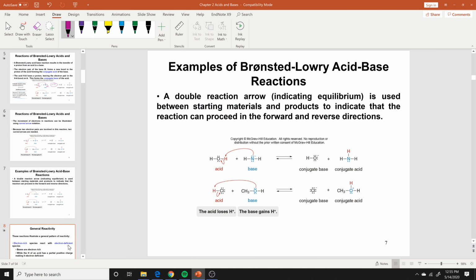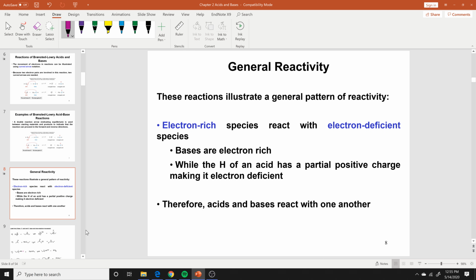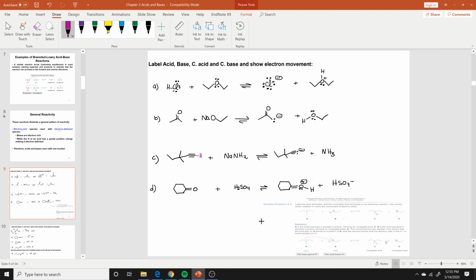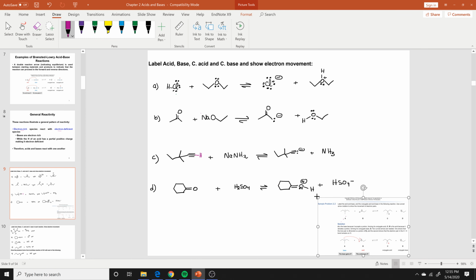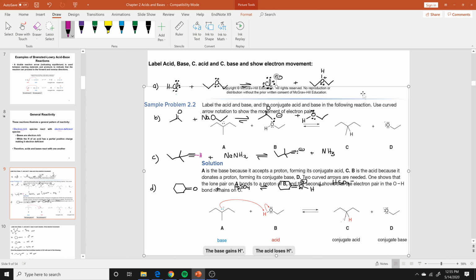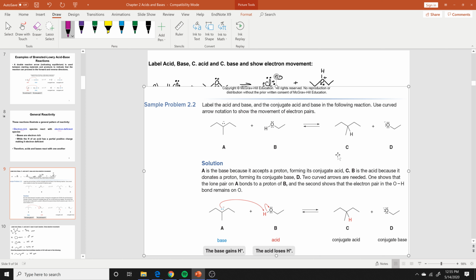Okay, so we've talked about electrophiles and nucleophiles. Reactions happen between nucleophiles and electrophiles. So let's go ahead and do this problem. First of all, let me magnify this a little bit. This is an example over here.